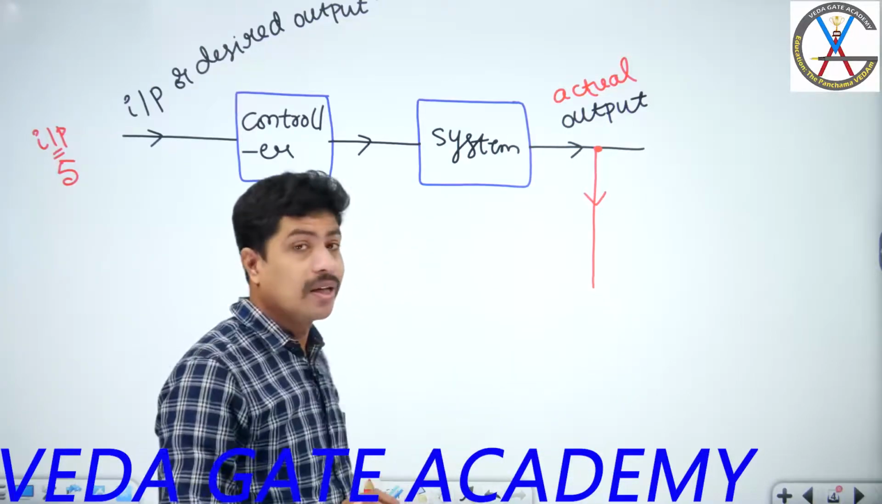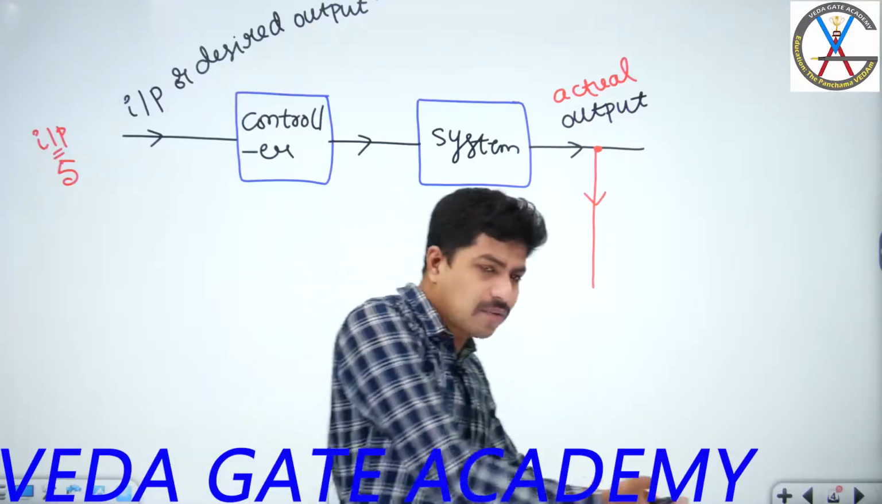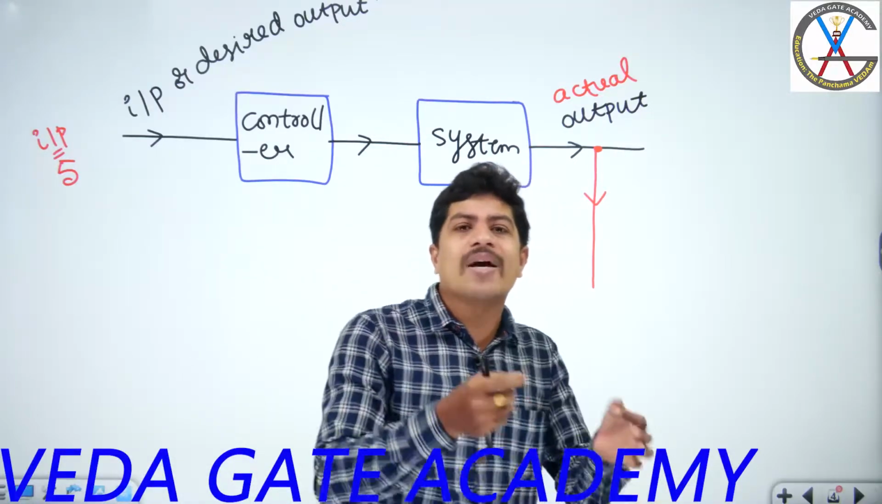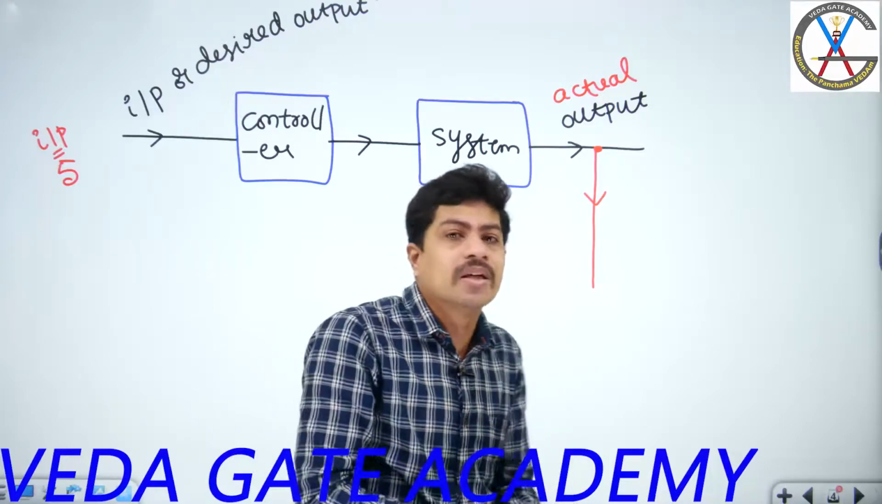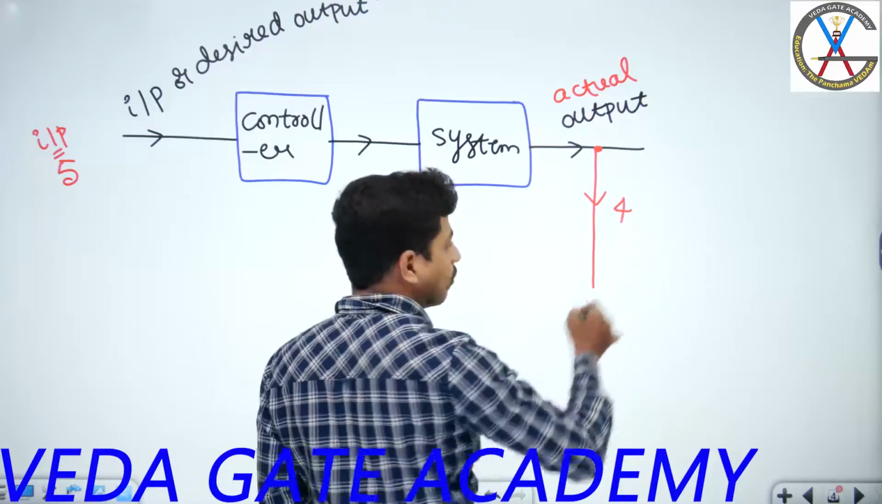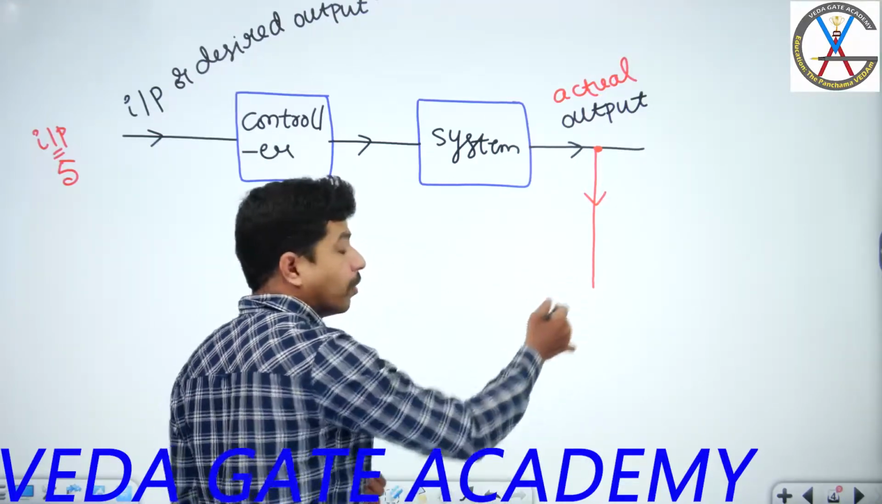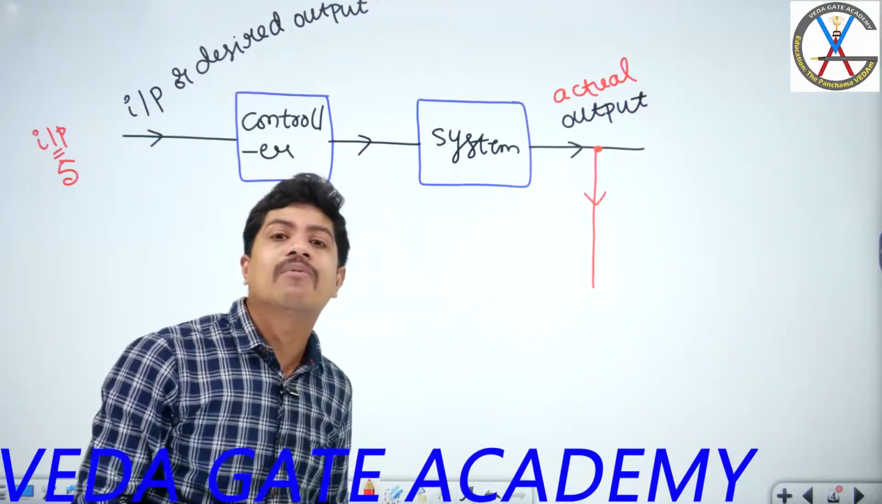Understand carefully. Lift movement is mechanical movement, up and down. Is it possible to take some part of the output? No. We are just measuring at which floor the lift is present. Suppose it is on the 4th floor, then this is also 4. Now we are taking the output and comparing it with the input.